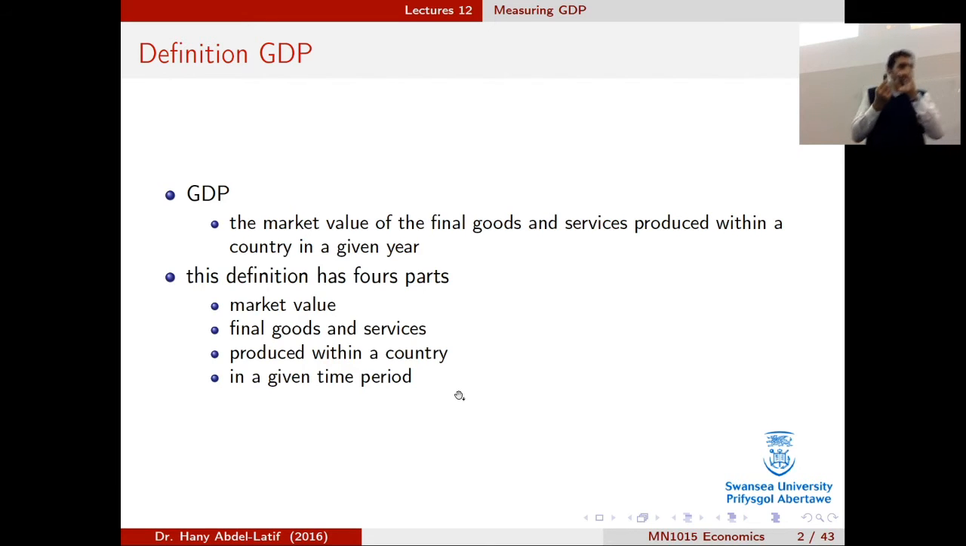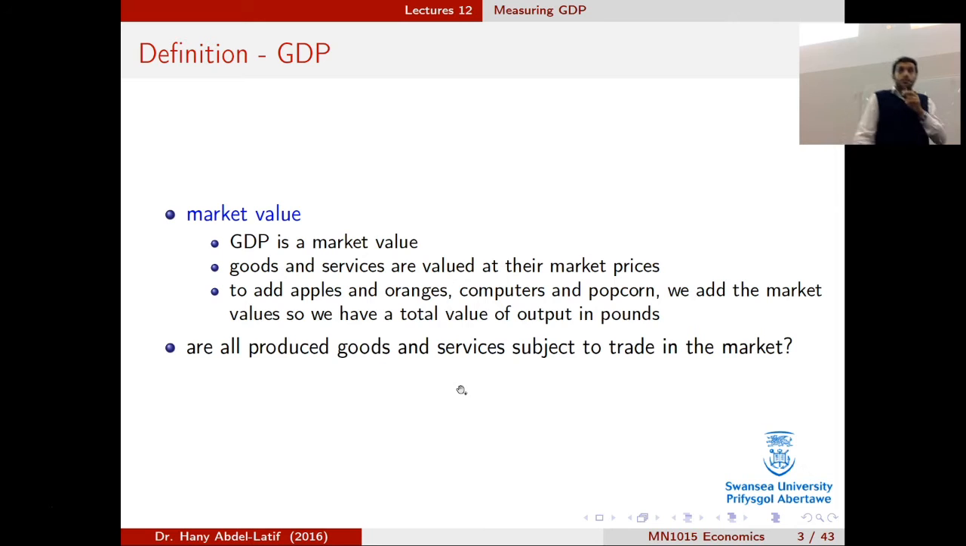Again, we need to look at the market value. Why? The very simple reason is that I can't add different goods and services together, given that they are measured in different measurement units. But I could look at the market value. I could add these together. So that's the first thing. We look at their prices in the market, because we can't add apples to oranges, to computers, to cars, and so on.